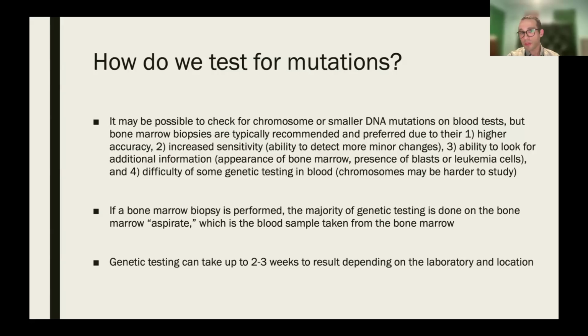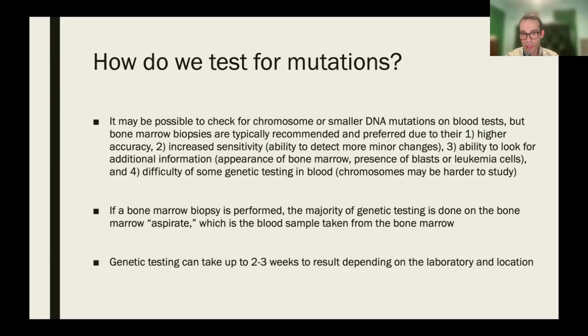You can look for additional information when you're doing a bone marrow biopsy. So you can look at the appearance of the bone marrow. You can look for the presence of blasts or young white blood cells that might signal a higher risk of developing leukemia. And you just get more information when you do a bone marrow biopsy versus a blood test. And then there's also a difficult aspect of performing some of these genetic tests on the blood versus the bone marrow biopsy. So you really need to do the bone marrow for the full range of genetic testing that we have available to us nowadays.